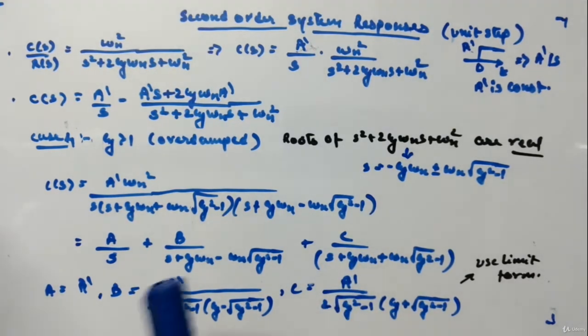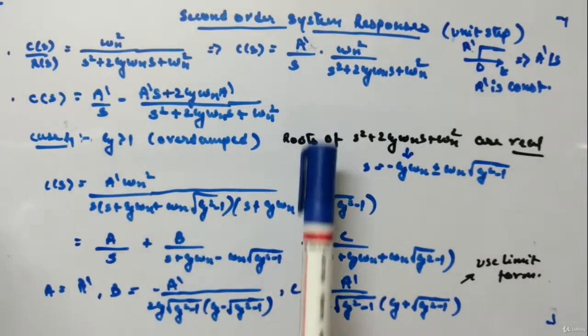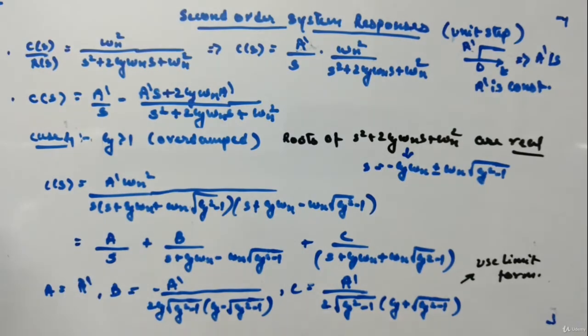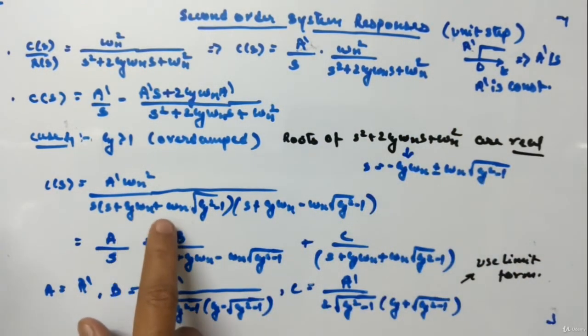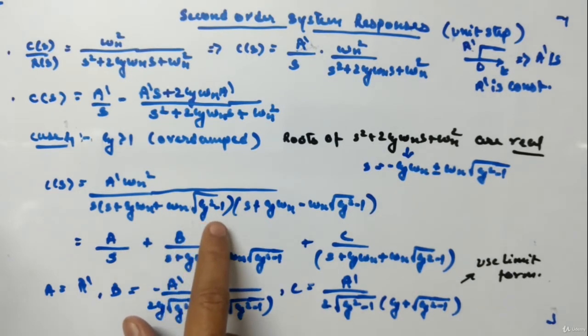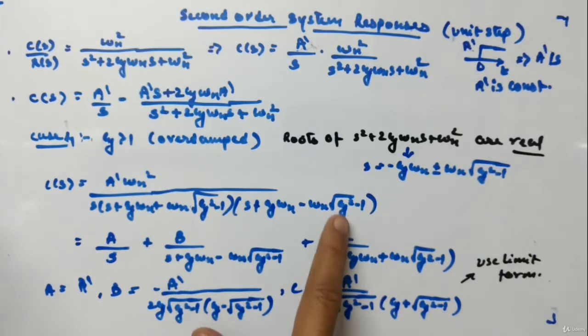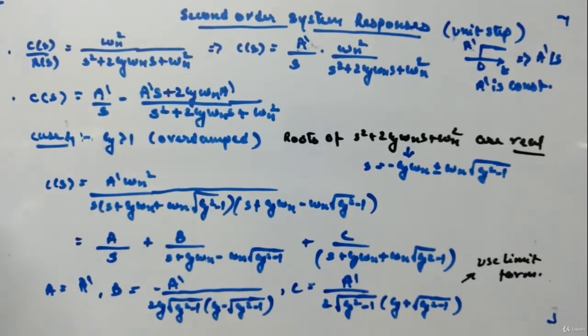Okay. So if you plug this in, we have a dash omega n square divided by s as it is, and I broke this equation into two roots: s plus zeta omega n plus omega n under root zeta square minus 1, and the second root s plus zeta omega n minus omega n under root zeta square minus 1. So this is how your equation C(s) will look.